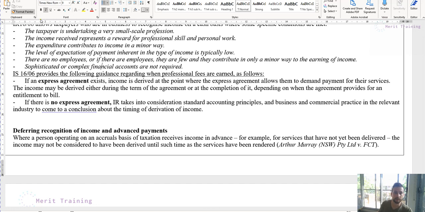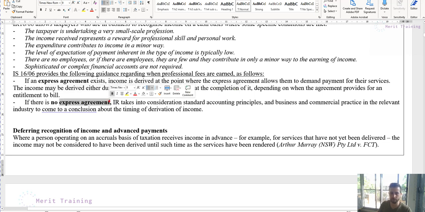Okay, so in terms of when professional fees are earned, there's this IS 1606, which provides some guidance from the Commissioner in terms of the timing of when professional fees are earned. So basically it depends on whether there's an express agreement in place. If there is an agreement in place that allows them to demand payment for the service, then the income may be derived either during the term of the agreement or the completion of it, depending on the agreement. But if there's no express agreement, it takes into consideration accounting principles in terms of when the relevant time is to derive that income.